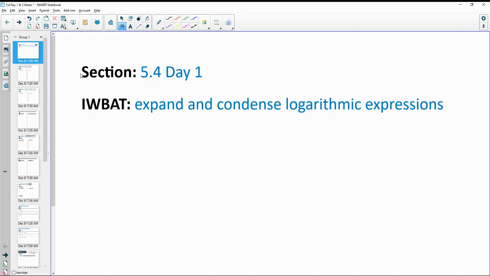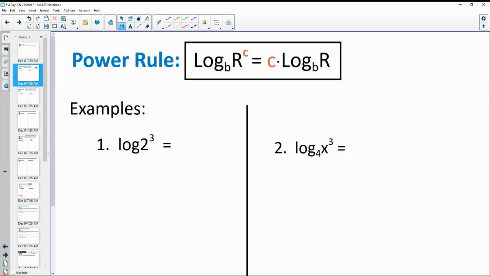In this video, we're going to look at section 5.4 for pre-calc, which is on expanding and condensing logarithmic expressions. We're going to look at a few rules. The first one we're going to look at is the power rule.